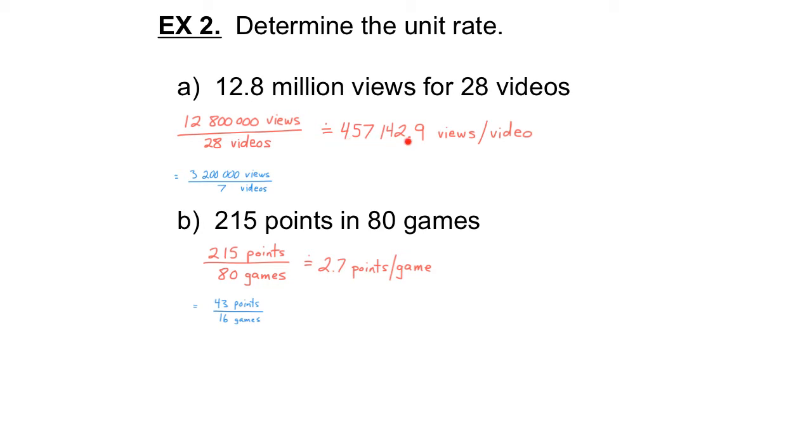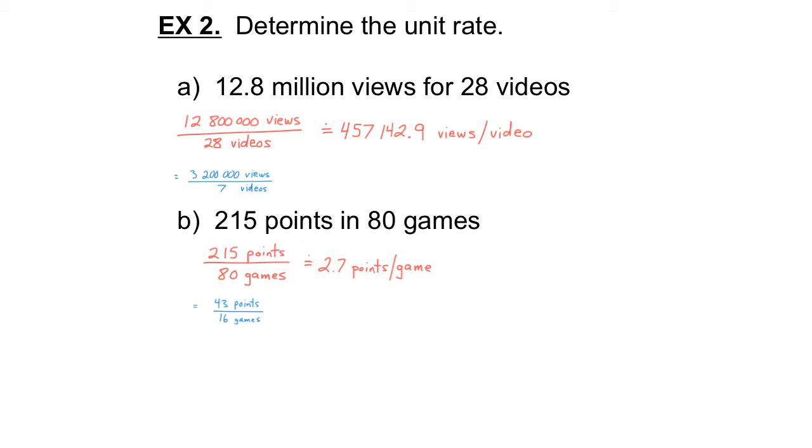You could even round this to a whole number, 457,143 views per video. You could say that. But regardless, if you round your answer, you put a dot above the equal sign. That's just proper communication. Next one, 215 points in 80 games.